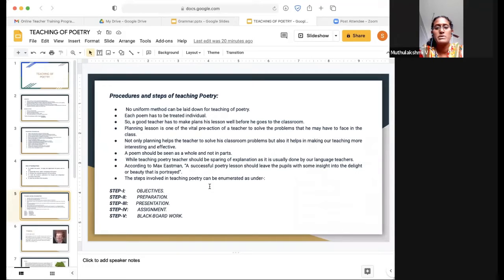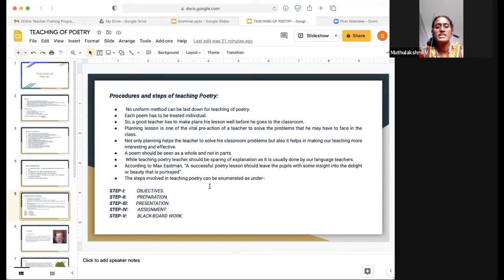No uniform method can be laid down for teaching of poetry. Each poem has to be treated individually. So a good teacher has to plan his lesson well before he goes to the classroom. Planning a lesson is one of the vital pre-actions of a teacher to solve the problems that he may face in the class. Not only does planning help the teacher to solve his classroom problems, but it also helps in making our teaching more interesting and effective.